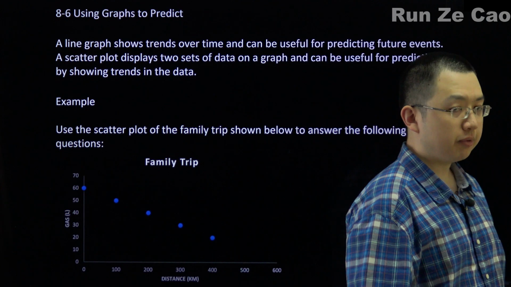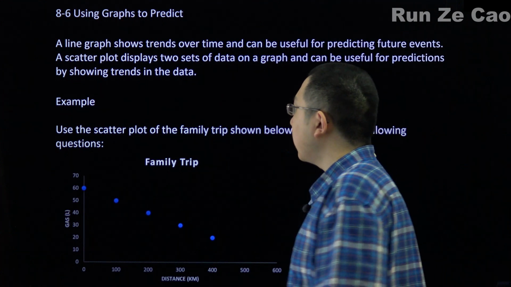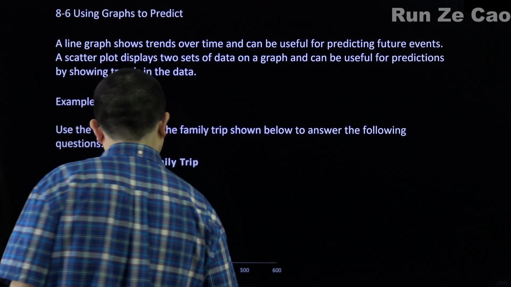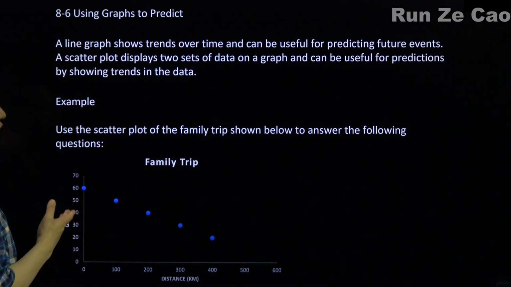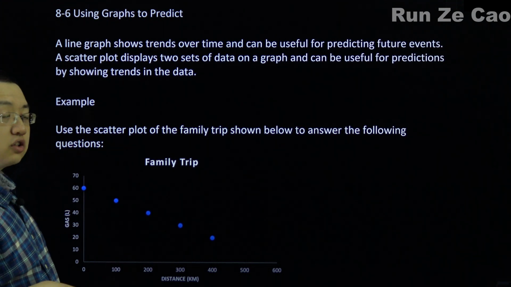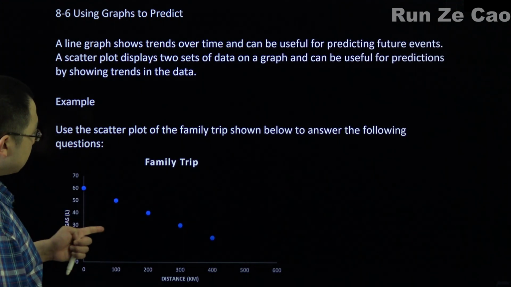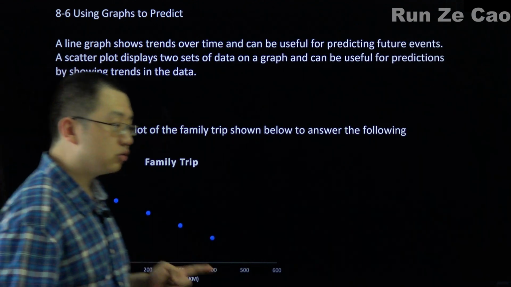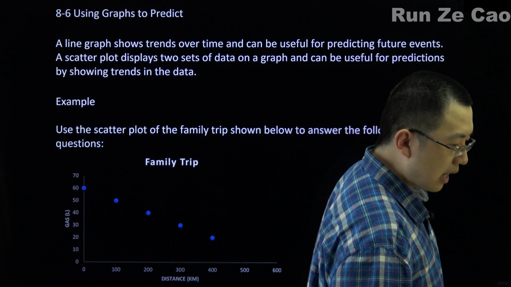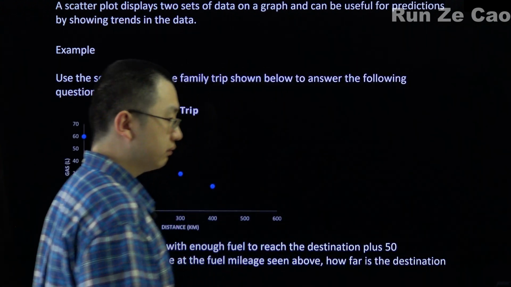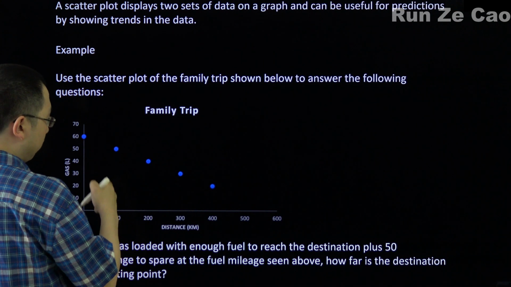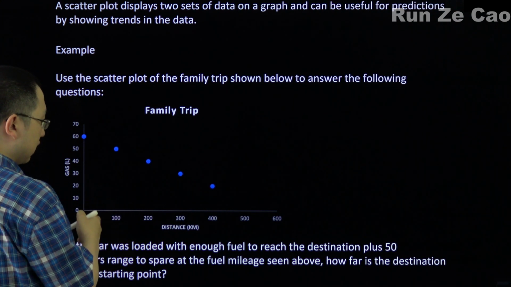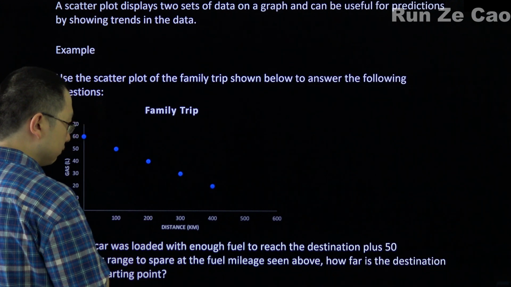Graphs can be used to make predictions, as we did just now. A line graph shows trends over time and can be used to predict future events. A scatter plot displays two sets of data on a graph and can be useful for showing trends in the data. In this case, this is a scatter plot that you could also have plotted using a line graph. Because you don't have multiple values for each domain value.